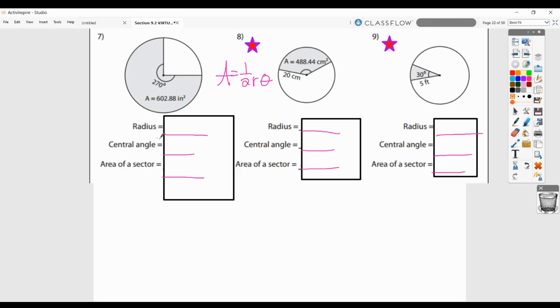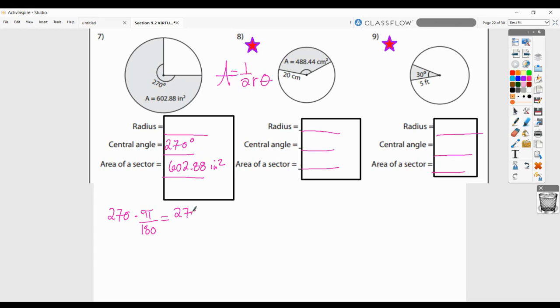All right, so let's take a look here. For this first one, we know that the area they give to us is 602.88 inches squared. They also tell us our central angle is 270 degrees. What I need to find is the radius. You're using this formula. The only problem is if theta is given to you in degrees, you've got to change that to radians first.